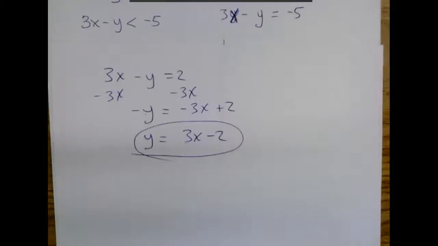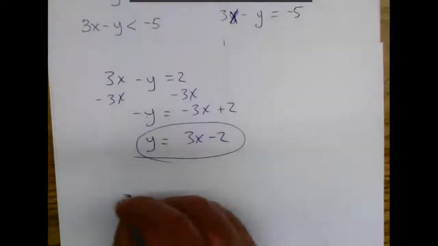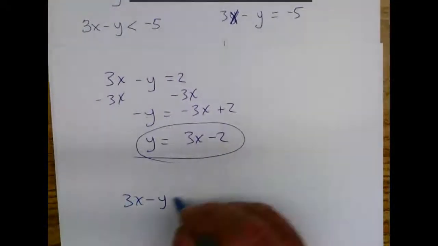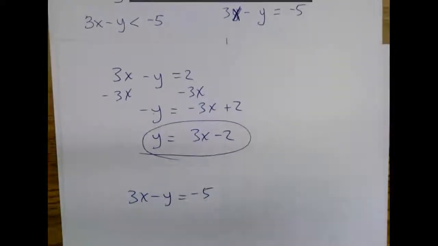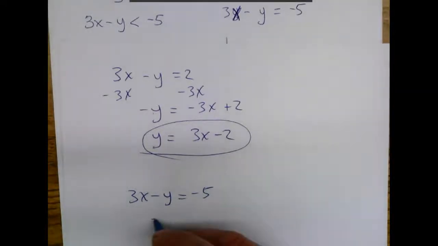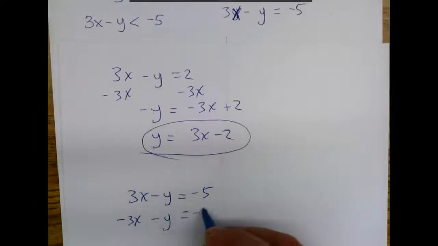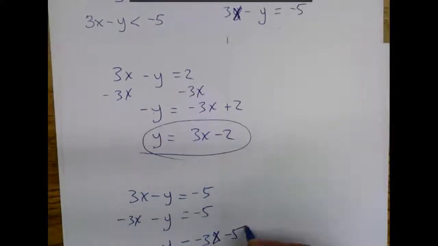Then we do the other one. We have 3x minus y equals negative 5. Again, we subtract 3x from both sides, and we have negative y equals negative 3x minus 5.